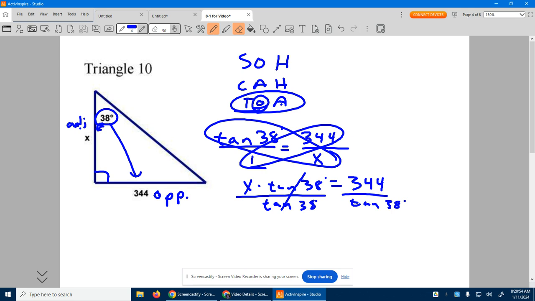I don't want to be dividing by 0.42865, whatever it is. Excuse me. So x is approximately 344 divided by tangent of 38. When I do this, I get 440.3. There's our measurement, and it's larger than 344.